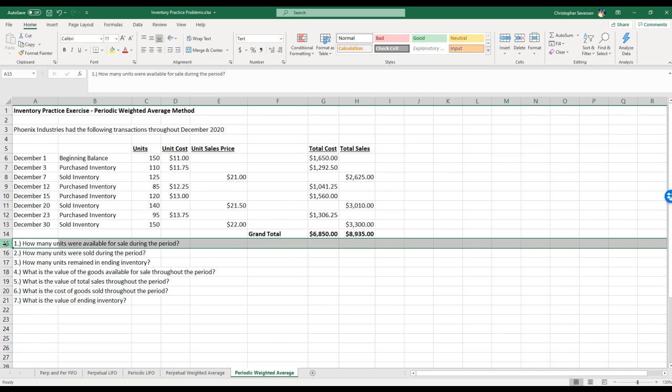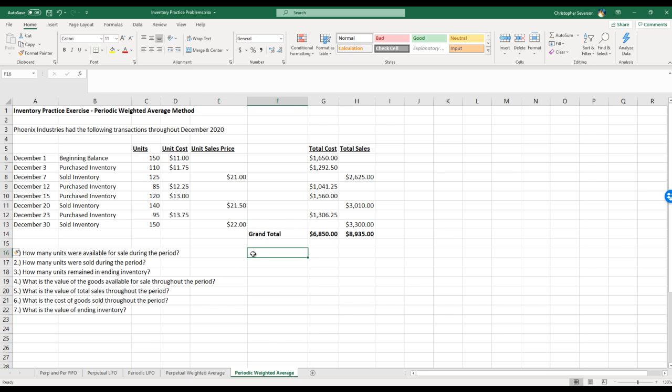This is simply, I'm going to move this row down. This is simply a unit question. How many units? It doesn't have anything to do with cost or dollars, sales price, anything like that. How many units were available for sale? We had 150 at the beginning. We purchased 110. We're going to ignore the sales for right now because we're just talking about the units that we could have sold. So I'm just adding all the purchases.